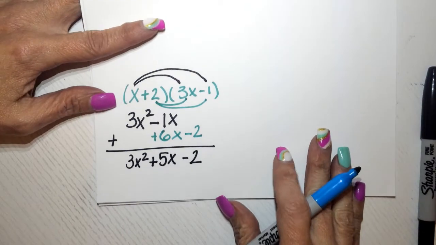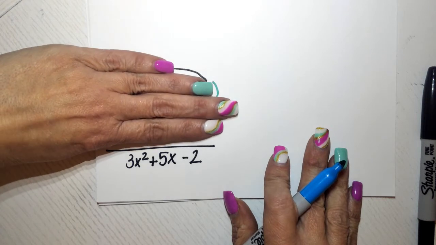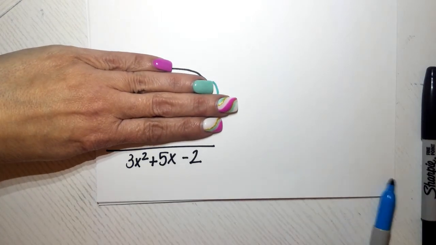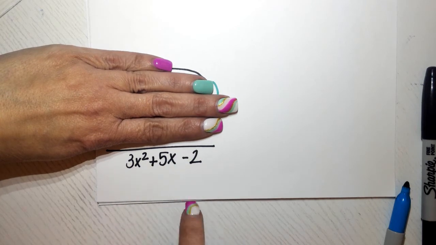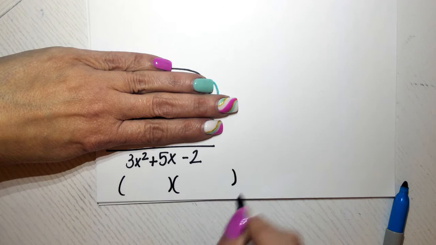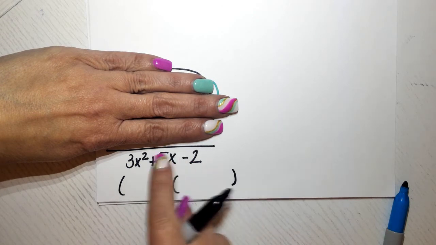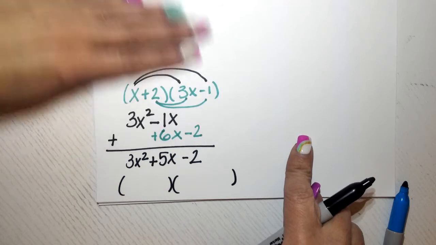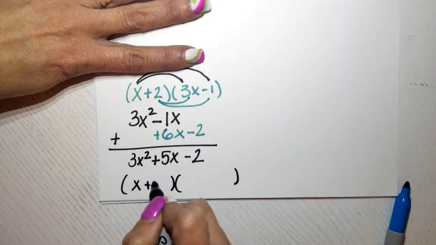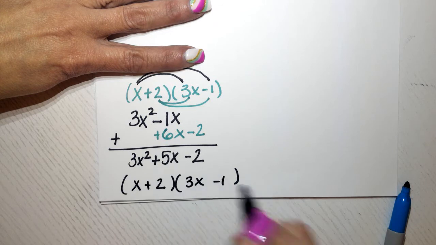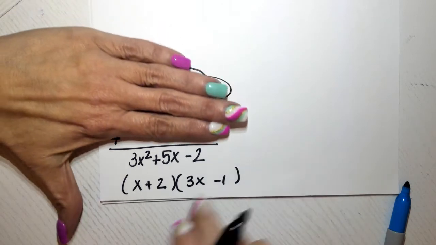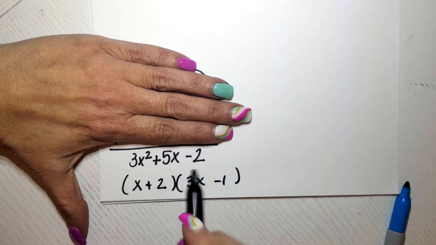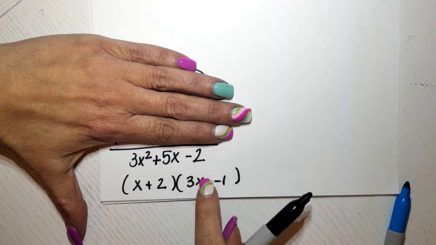So here's what factoring is. What if I didn't give you this? What if I just gave you this, and I said, hey, what was this before we multiplied it? In other words, I want to know what was it in parentheses before it became this? What was it when it was x plus 2 times 3x minus 1? I'm giving you the multiplied version, and I want to know what it was in factored form.